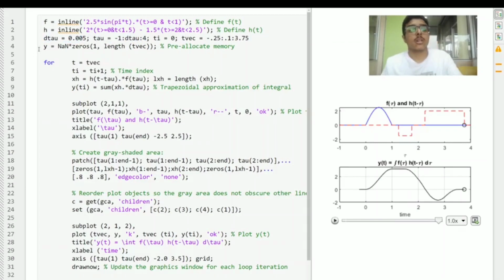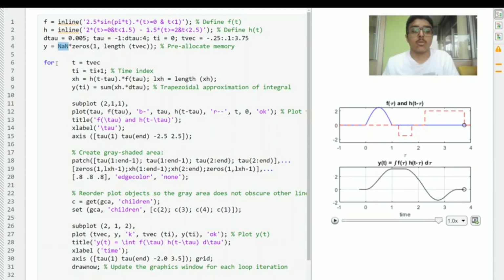And here also we have y of t. You can see with y of t we have NaN. NaN refers to not a number. Usually results from operations like 0 over 0 or infinity minus infinity, and refuses to be plotted in MATLAB. So basically we preallocate the y of t value with NaNs to ensure that only the computed value for y of t will be plotted.